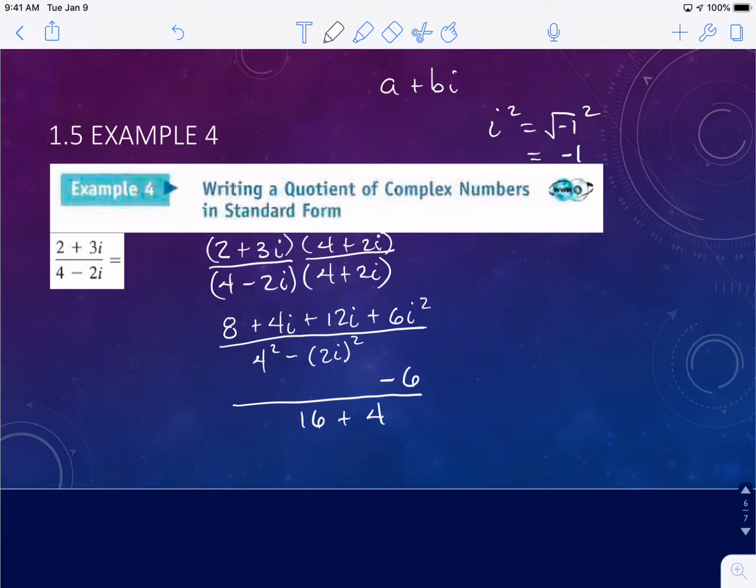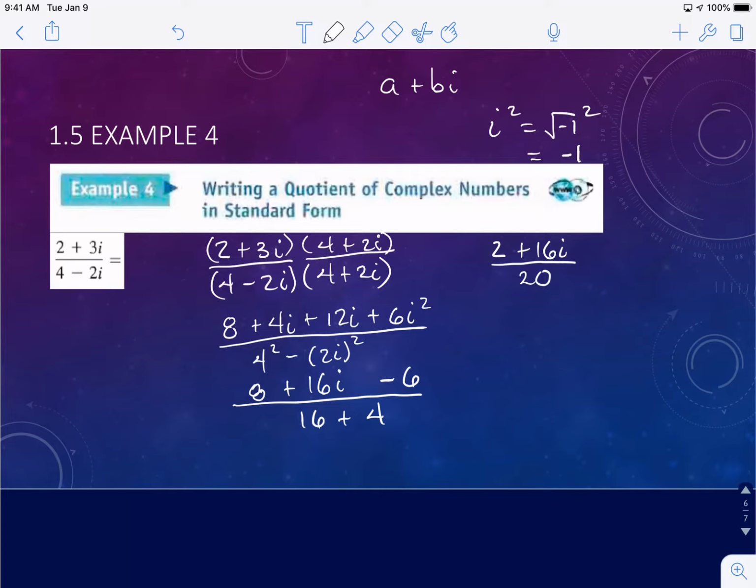Let's see, we'll combine the rest of it. We've got 8 plus 16i minus 6. And so let's rewrite that. That whole thing on the top becomes 8 minus 6 is 2 plus 16i. The bottom is now 16 plus 4, which is 20.